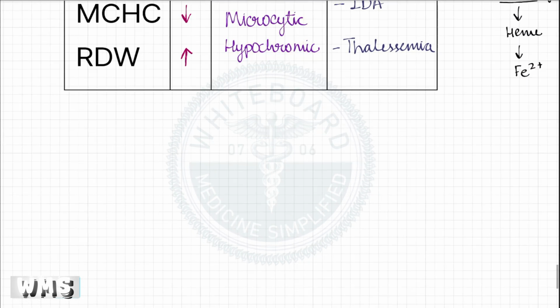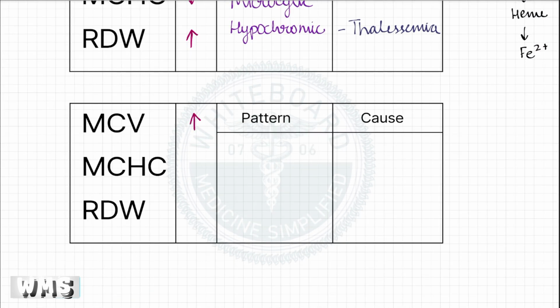Next question. If MCV is high, MCHC is normal, and RDW is high, so what kind of pattern is this and what is the cause of it?